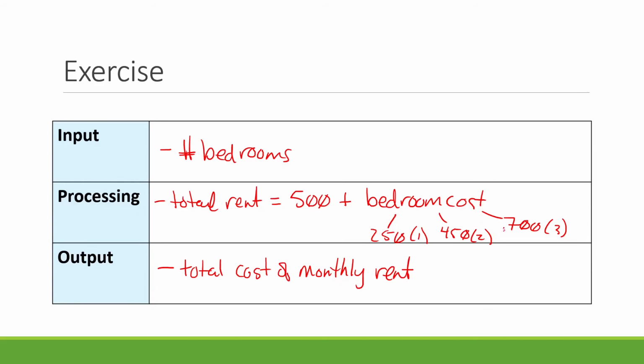If you want to, you can assume that anything that is not 1, 2, or 3 can be an error or a bachelor apartment. You can make up a cost for a bachelor apartment if you want. Again, once we learn a little bit more about structures and error handling, we can actually do something better with that. But for now, we're just going to assume the user is going to enter a valid value.